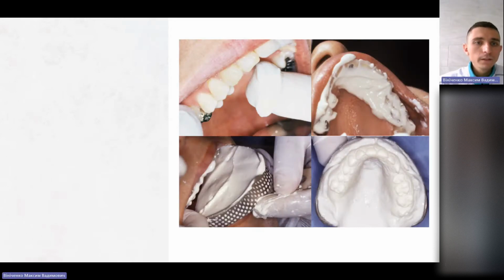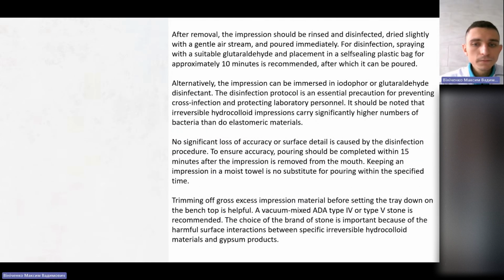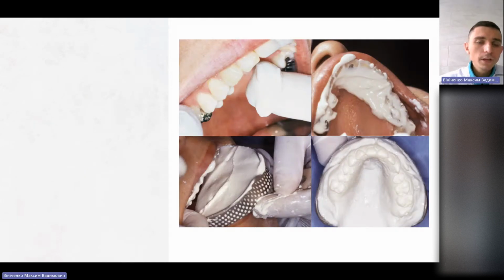And here is the alginate impression making. You can see if the patient has a Gothic palatal vault, using your finger, you could put some alginate on the area of the palatal and then make an impression with alginate. This is if the patient has a Gothic palatal vault.